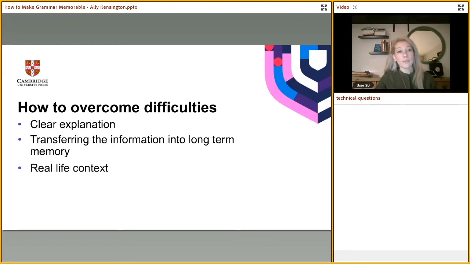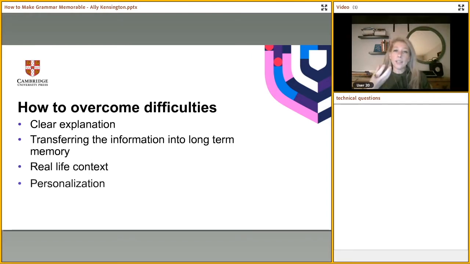Another problem, we don't get them to personalize grammar, personalization. They need to own it. They need to, let's say, internalize it. They need to use examples or do things that they can personalize this language or the grammar.